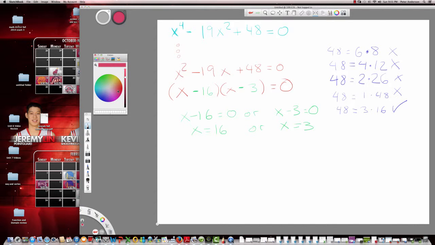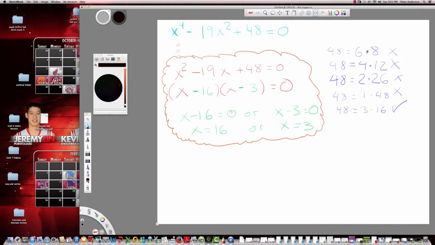I mean, we have to remember that during this process, I was just showing you what we could do if I gave you x squared minus 19x plus 48 instead of x to the fourth plus 19x squared plus 48. So what do we do now? Well, the result and the answer to this is basically the same. The only difference is that this value here is squared and this value here is squared.